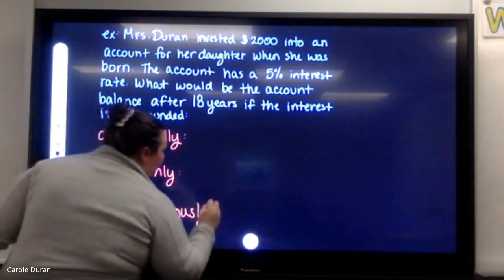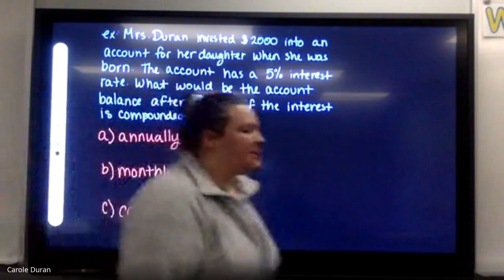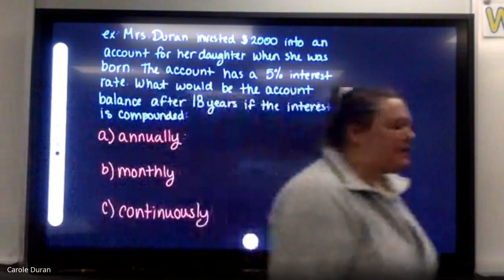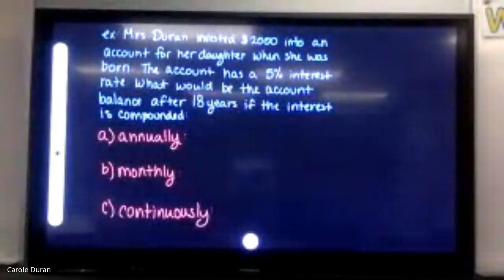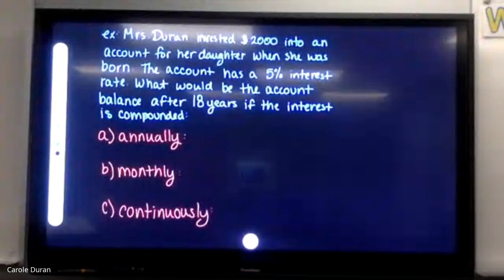Okay. So we're testing this with 3 different types of interest. One, where interest is compounded annually, which means once per year. One, where interest is compounded monthly, which means how many times per year? 12, so that'll be our N. And then one where it's compounded continuously. So which equation will I use for that one? Continuous compound, the e one, the Pert.